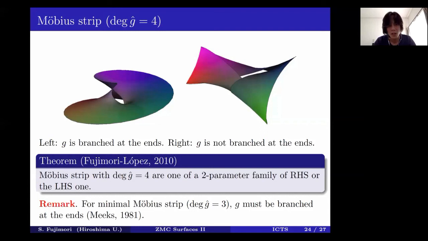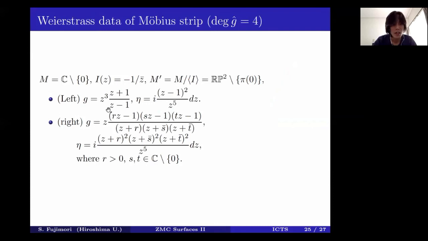Okay. And these are the Weierstrass data. On the left hand side, G is branched at the end. On the right hand side, R is real and S, T are complex numbers. So we have a real 5-dimensional family, but to solve the period problem, we have three equations. And then we have a two parameter family of this kind of surface.